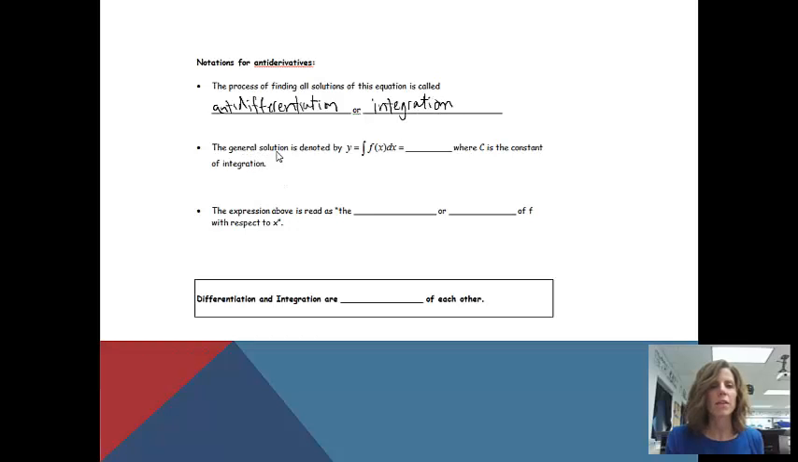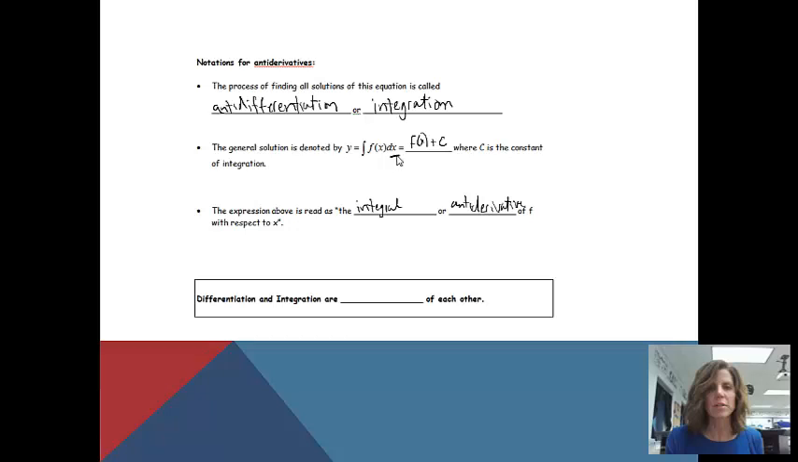Okay, the general solution is always going to be denoted by the integral of f of x, which will just be big F of x and then plus c. We'll always have a plus c because you can always add a constant, because when I take the derivative of it, the constant drops out. Okay, and c is called the constant of integration. The expression above is read as the integral or antiderivative of f with respect to x. Either word is interchangeable, they mean the same thing.